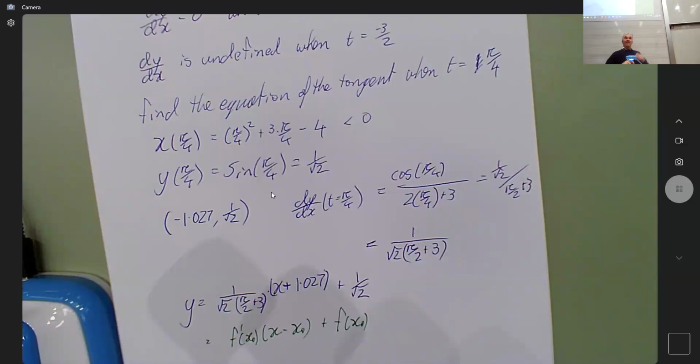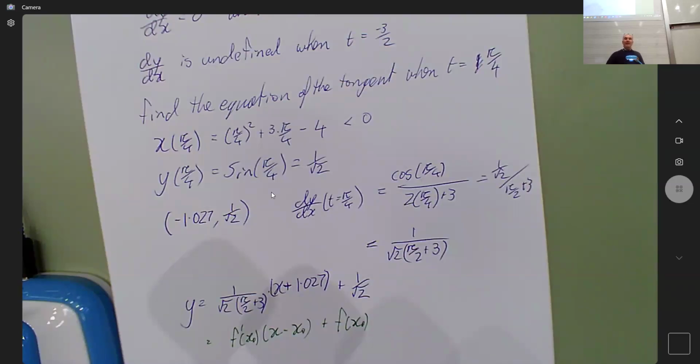So finding a point for a particular value of t, and finding the derivative for a particular value of t, are two things that we would expect you to be able to do. Combining that into the equation of a tangent, we'd expect you to be able to do that. Telling me where the function is undefined, or they may talk about it in terms of the motion of a particle: where the particle is traveling vertically, where it is traveling horizontally, and where it is stationary. All of those things you should be able to do without any difficulty.